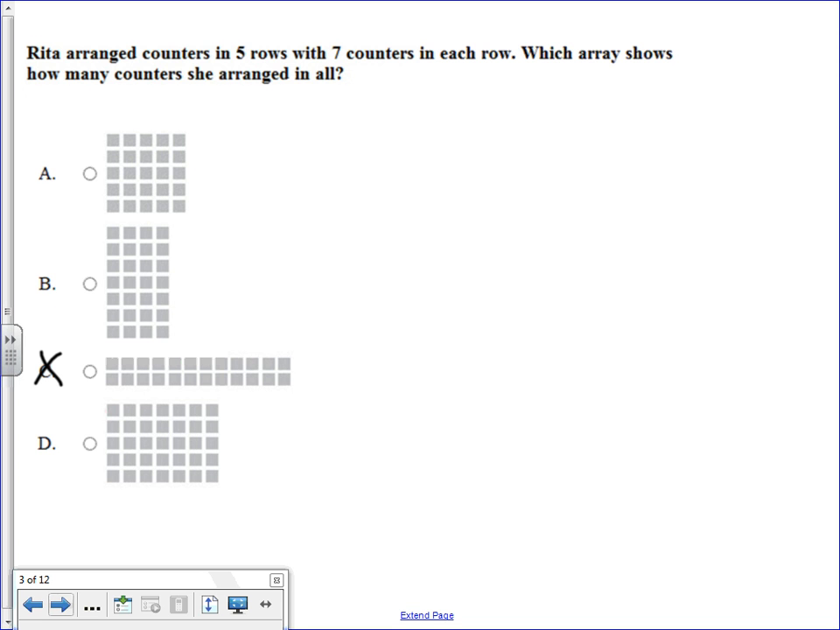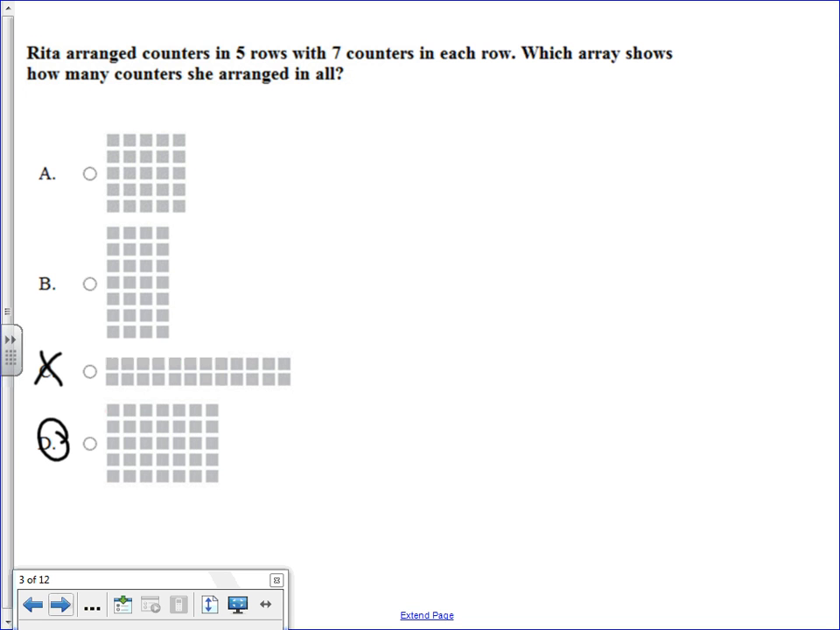Okay, it could represent the product maybe, but there's no way that that's 5 rows. Who can find the array that represents 5 rows of 7 counters? Kyle. Choice D is correct. Here's something else that I noticed. I'm looking at choice A, and I see that that looks like a square, not a rectangle. If an array looks like a square, what does that tell me about the 2 factors used to make the array?